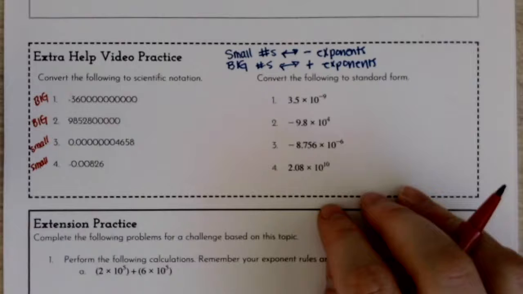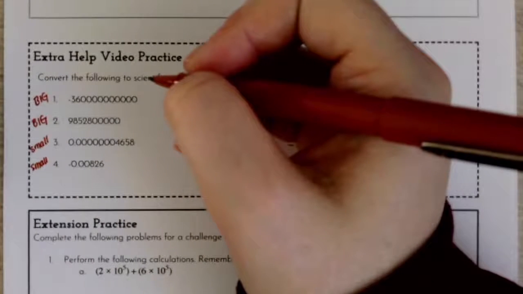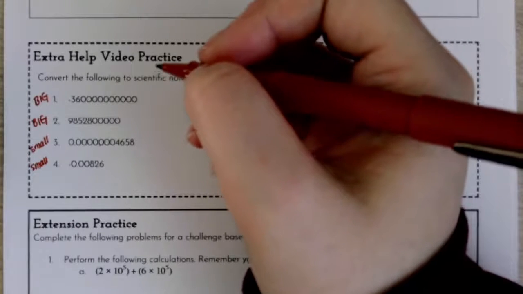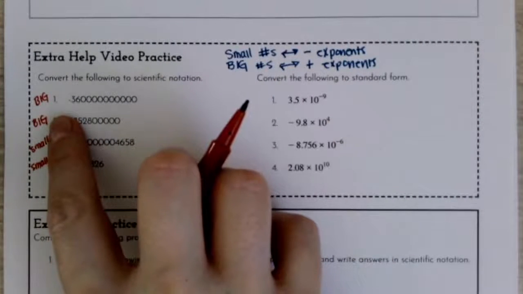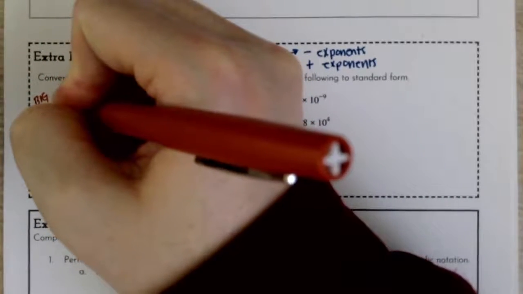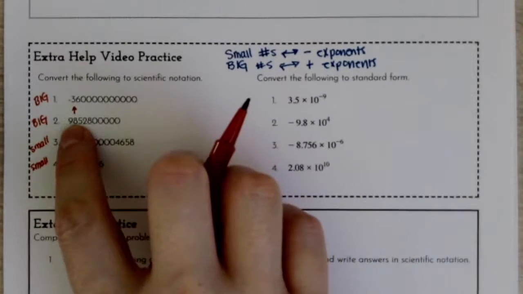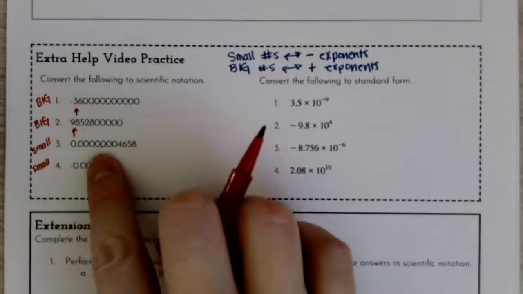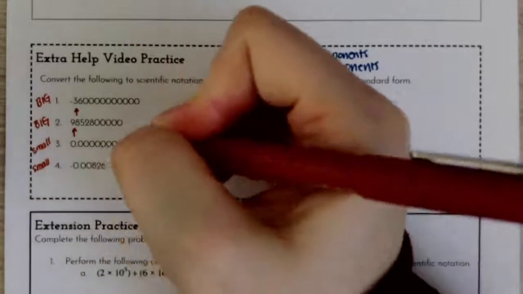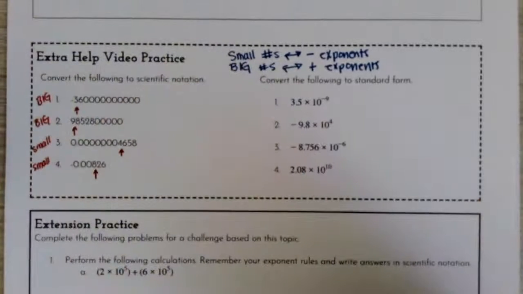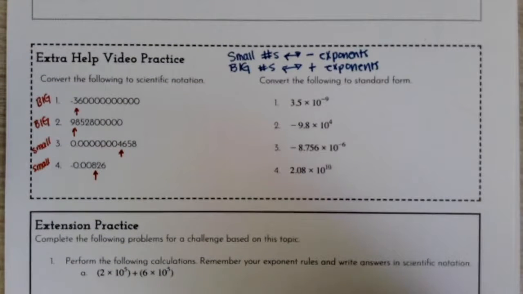And so what I need to do to figure out what the exponent is, is figure out where I want to put my decimal. And my decimal needs to come after the very first number I see, looking left to right, that's not 0. So left to right for this one, the very first number I see is that 3, so my decimal needs to go after the 3. For number 2, the very first number I see is 9. For number 3, the very first number I see is 4. And for number 4, the very first number I see is 8. So now I know where my decimal needs to be for each of these.